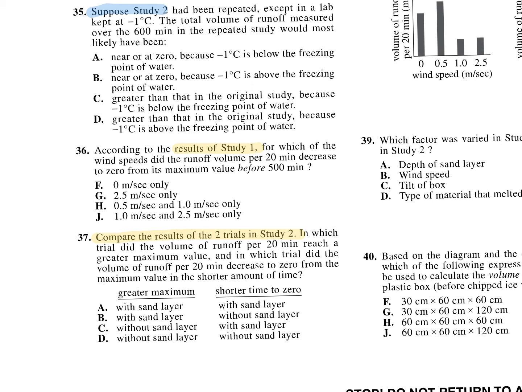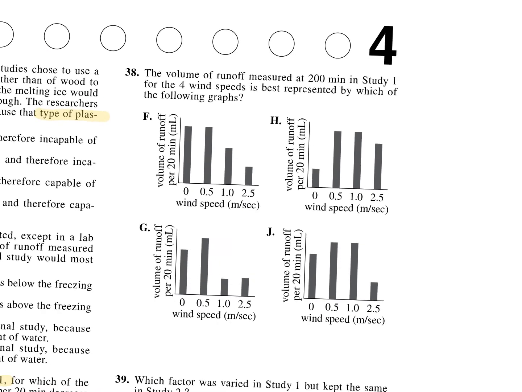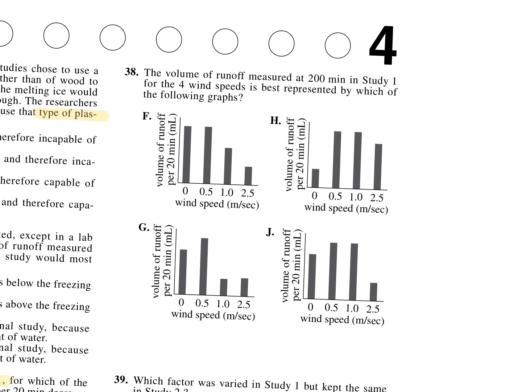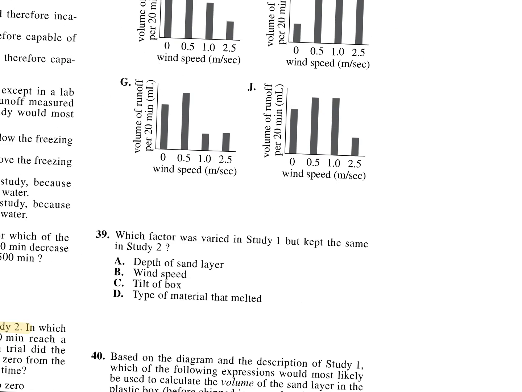So again, you got like a 50-50, with sand layer, without, without. Look for questions like that, those 50-50s, process of elimination. 38, study 1. 39, it's study 1, but the same in study 2. So that's a comparison. Again, you got to look at both, a little more difficult.